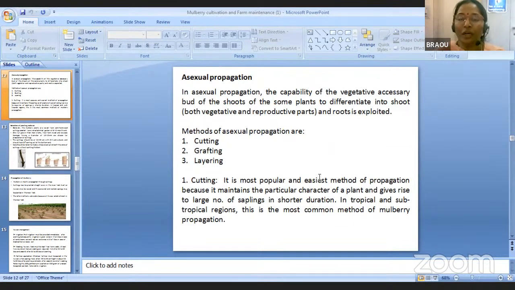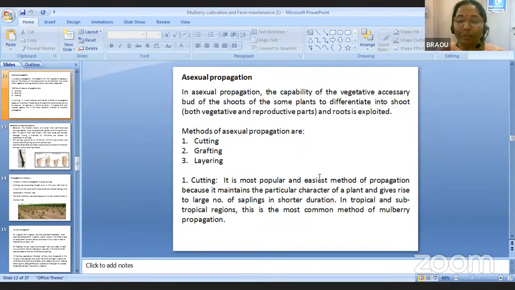And also, when you're taking a cutting of a plant, it's going to maintain the same character that the parent plant had. So you're going to grow a clone of the parent. That is what you can talk about in asexual reproduction. You're going to get a clone of the parent.